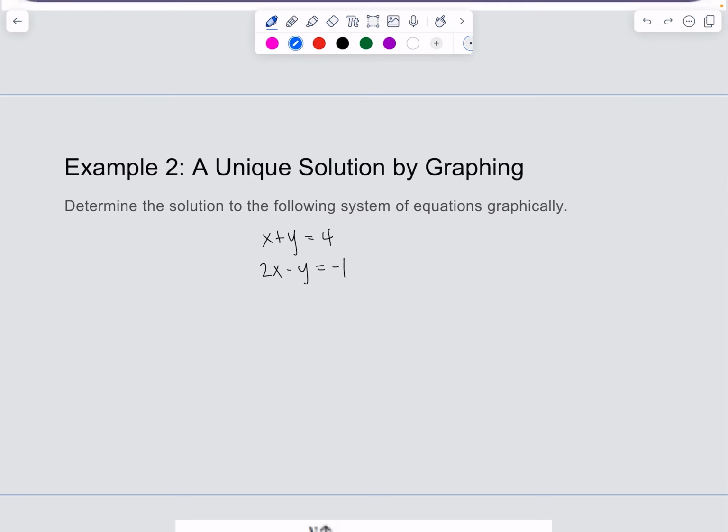Okay, let's find the solution by graphing. Here we have x plus y equals 4 and 2x minus y equals -1. Start with a graph.